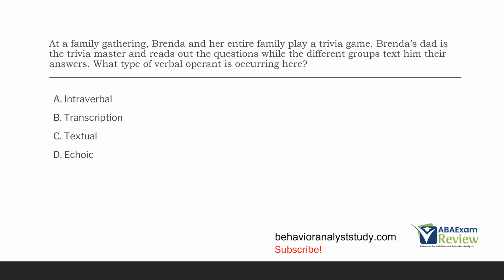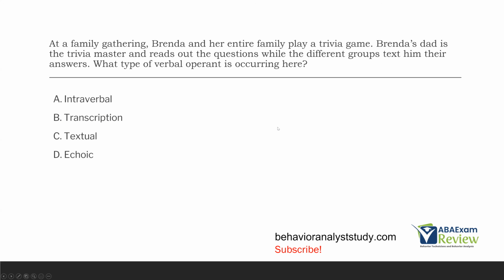Why is it not a transcription? Well, transcription has point-to-point correspondence. If Brenda's dad read out a question and the groups texted the exact question word for word and there was point-to-point, that would serve as transcription. In this case, it doesn't. Textual is evoked by a written stimulus, and Brenda's dad is saying it out loud. And then an echoic has point to point again. So since we don't have point to point, we can eliminate B, C, and D and pick A.